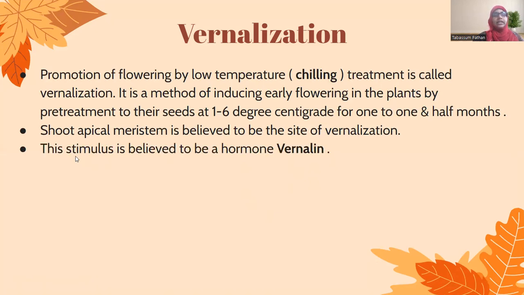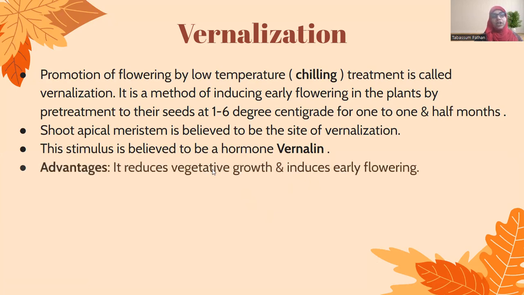Okay, this stimulus is believed to be a hormone, vernalin. Because of this treatment given, it is said that vernalin is then released at this shoot apical meristem, which then causes flowering in these particular seeds, which are treated at such low chilling temperature. One of the advantages is that it reduces vegetative growth. So the time for the entire life cycle of the plant to take place, and then finally flowers will come and then the fruit will come, that time period is reduced.